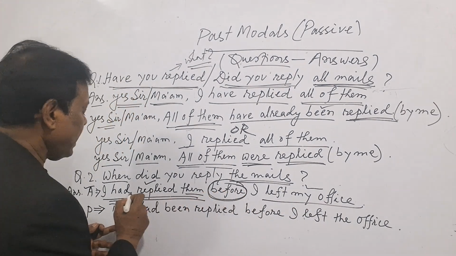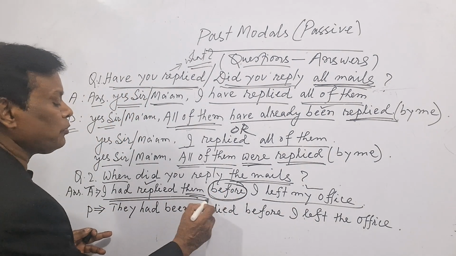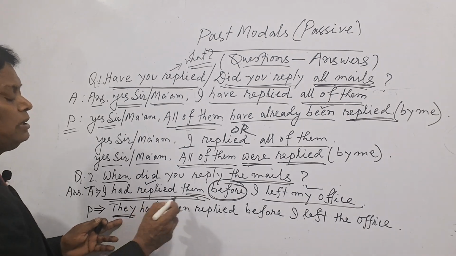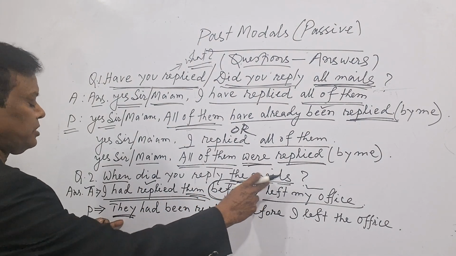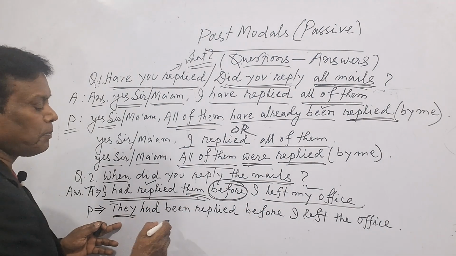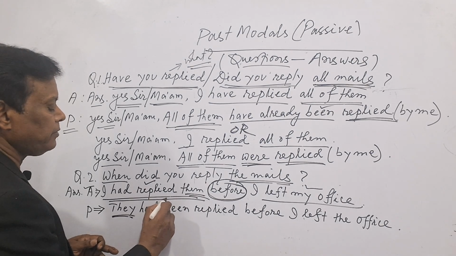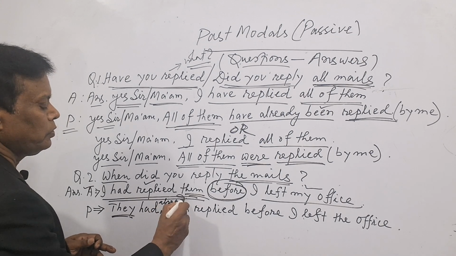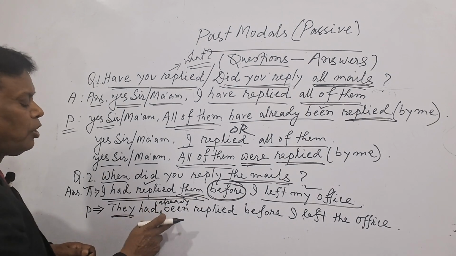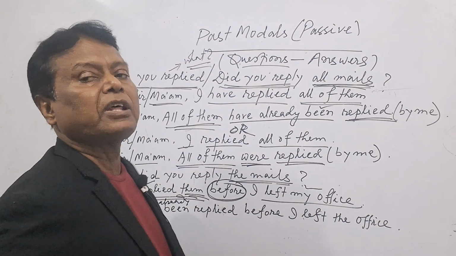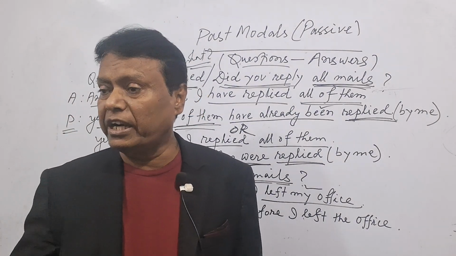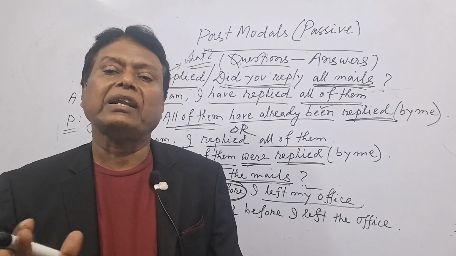Them. देखो, I had replied them. Them converts into they. They means what? Mails. ये mails. They had been replied. Also you can use here already, यूज कर सकते हो. They had already been replied before I left the office.